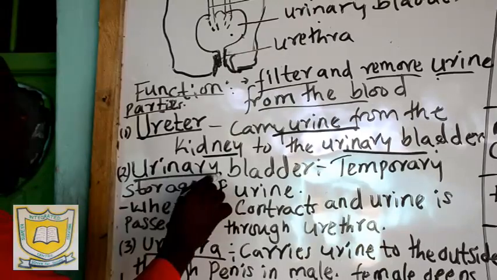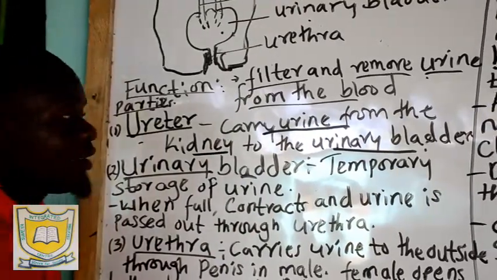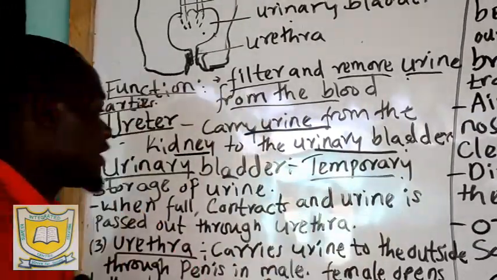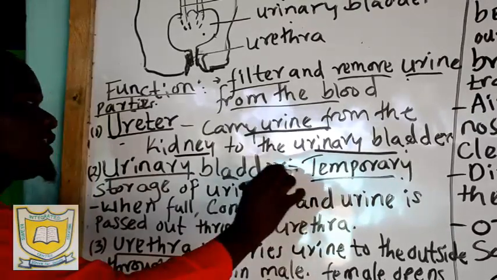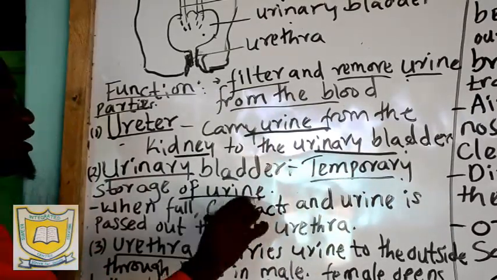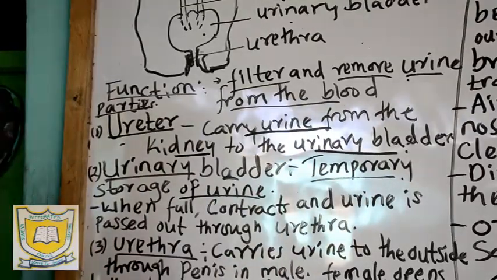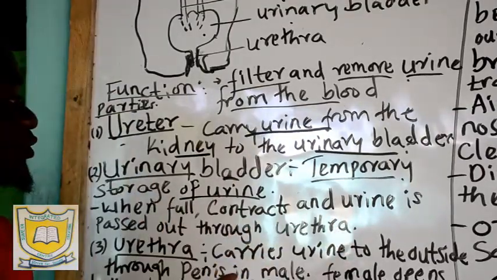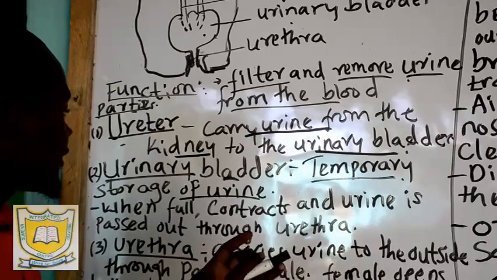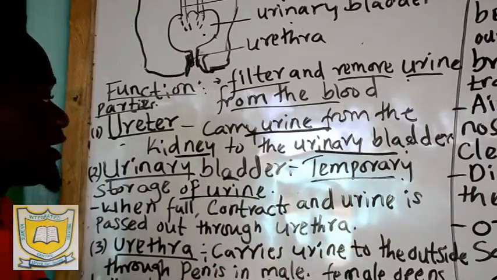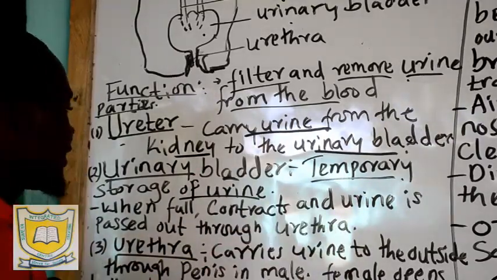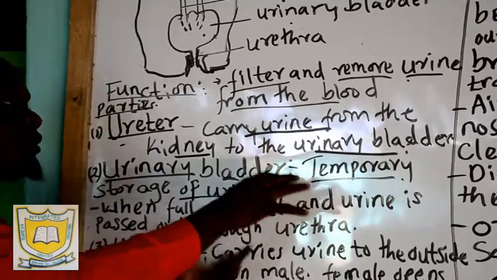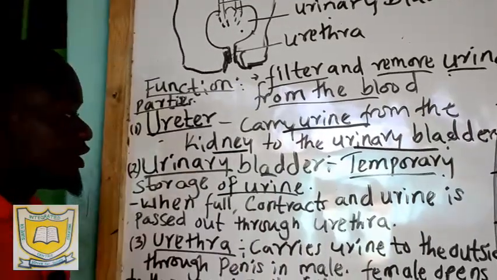What is the function of the urinary bladder? As I have stated, it is for temporary storage of urine. It just stores urine temporarily, the same as we discussed in the digestive system, where the rectum temporarily stores the undigested products. The urinary bladder likewise temporarily stores the urine.